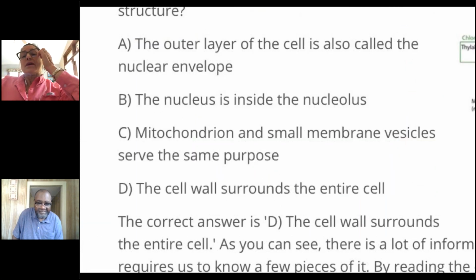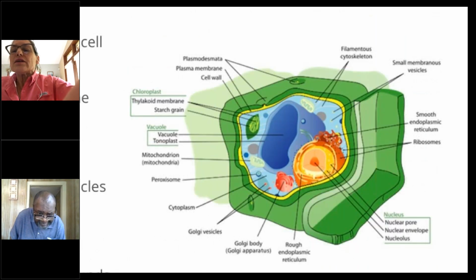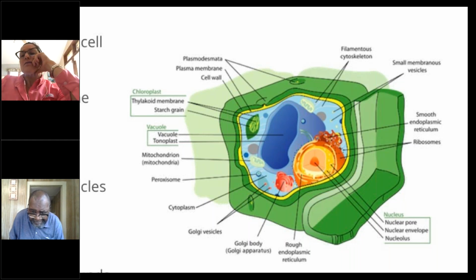Okay. The next one, mitochondrion and small membrane vesicles serve the same purpose. So we have to look for mitochondrion and small membrane vesicles. Okay, I found mitochondrion. They're on the left. They're those squiggly light green or yellow things. Okay, and then small membranous vesicles. They're tiny yellow dots, and you can see them. The label is in the upper right-hand corner. So they want to know if those are the same things.